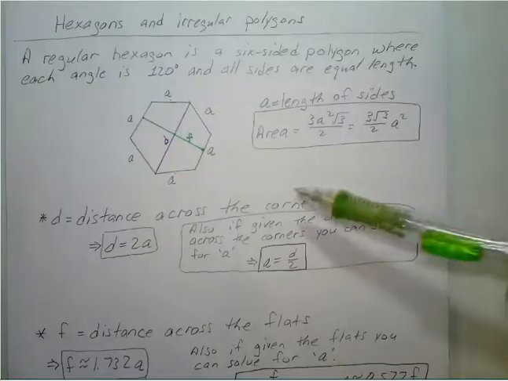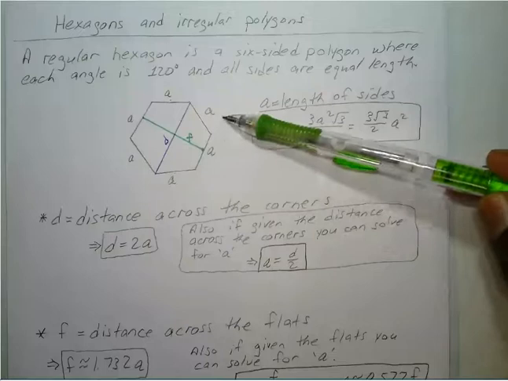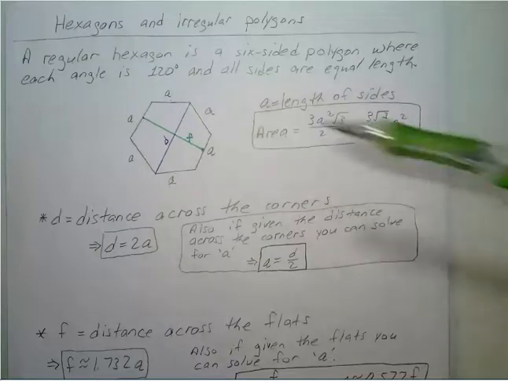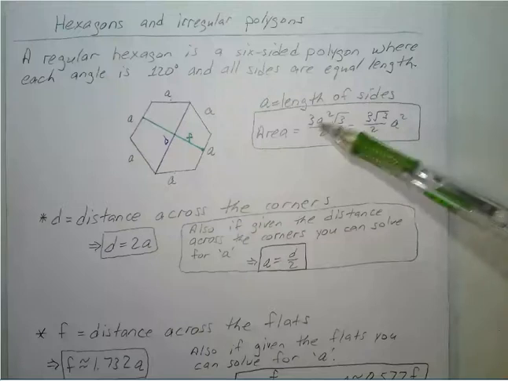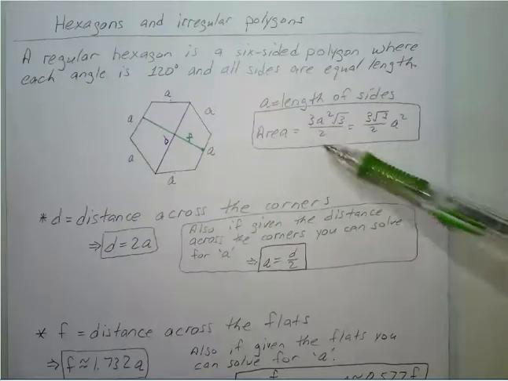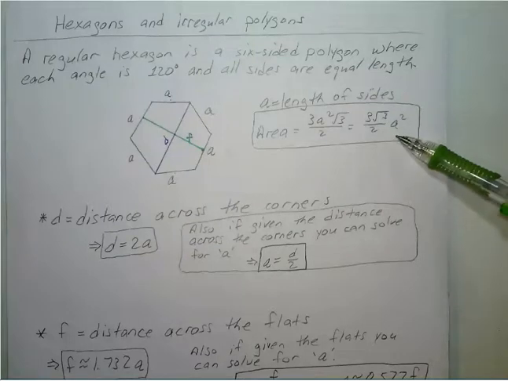Now if you wanted to find the area of a hexagon and you know the length of the side, then you use this formula, where the area is equal to 3 times a squared times the square root of 3 over 2, or you can rewrite it as 3 square root of 3 over 2 times a squared.